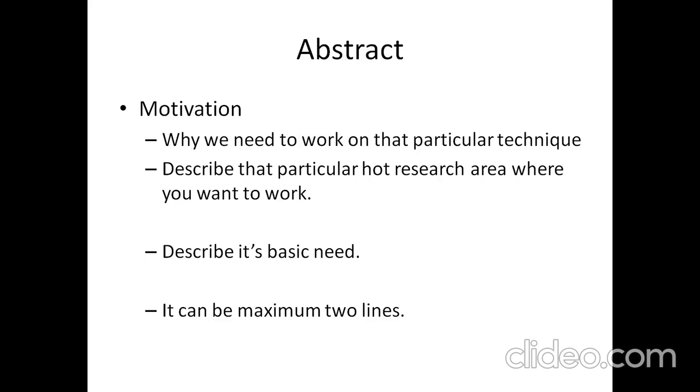So simple is that you should describe the basic need, especially the hot area, and the other one is your technique, that if we develop that technique, then it should be beneficial for the research community of that particular hot research area. You should note that it can be maximum 2 lines, not more than 2 lines. So you should keep in mind that in abstract you will have to write only in 2 lines. You will have to summarize your motivation in 2 lines, not more than 2 lines.